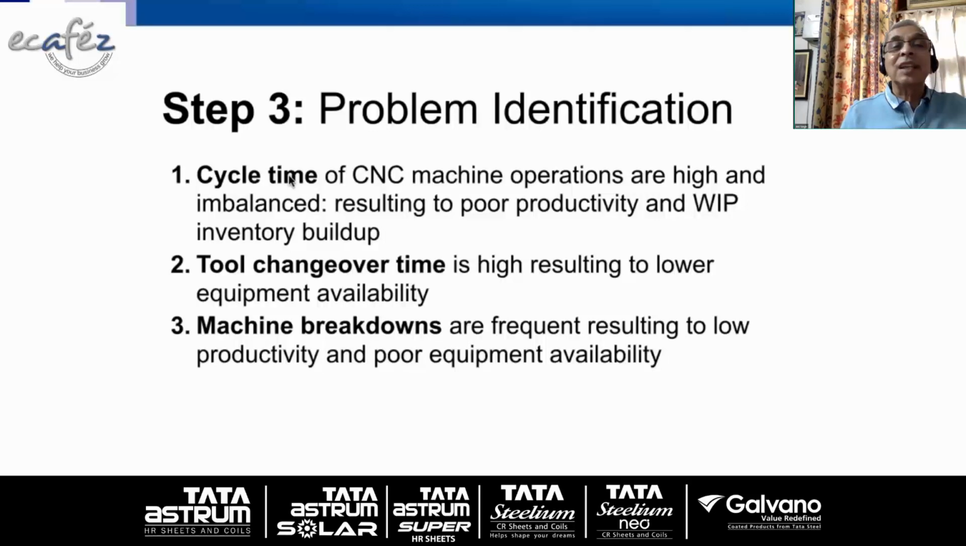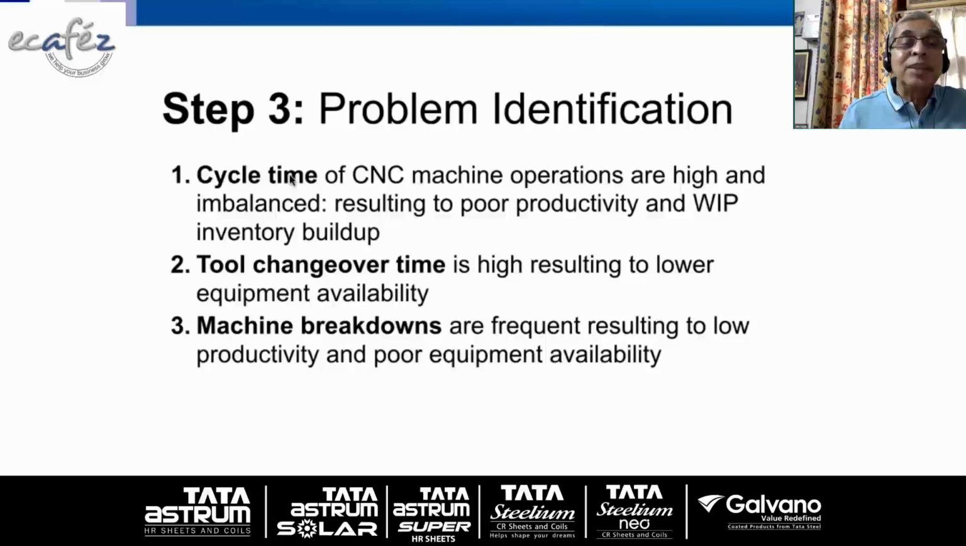First is the cycle time. CNC machine operations are high and imbalanced. This is one of the main reasons why productivity is less. The next is that tool changeover time is high, resulting in lower equipment availability. Then machine breakdowns are frequent, resulting in low productivity and poor equipment availability. So these 3 problems were identified by the value stream map.